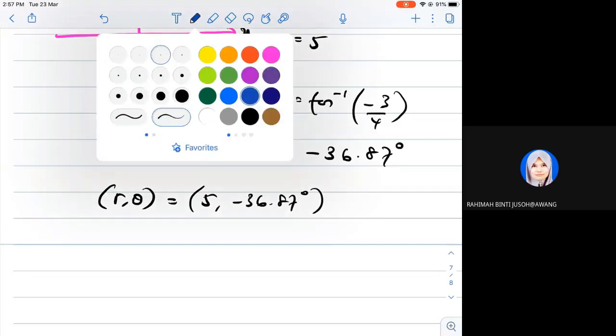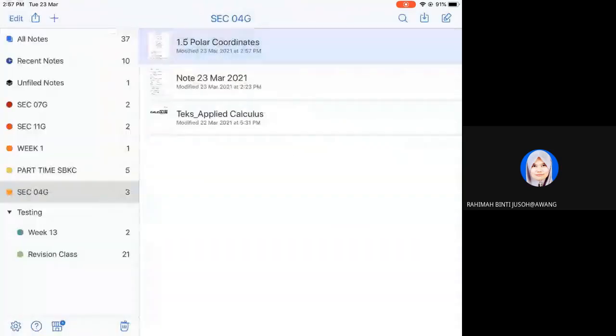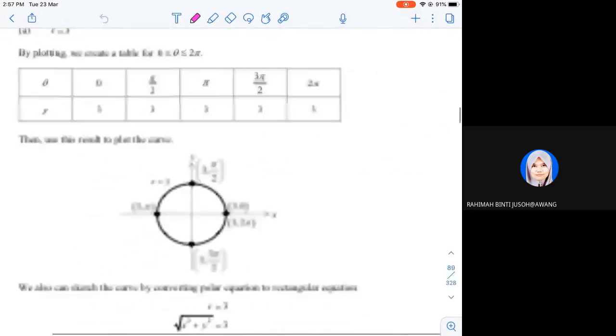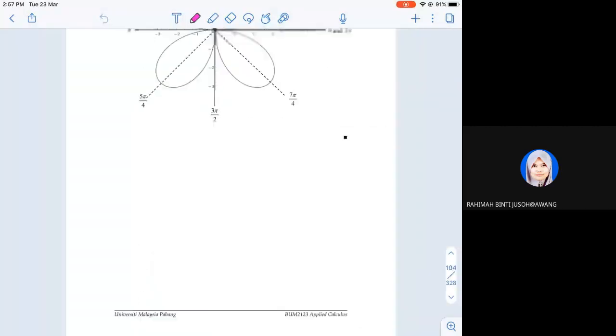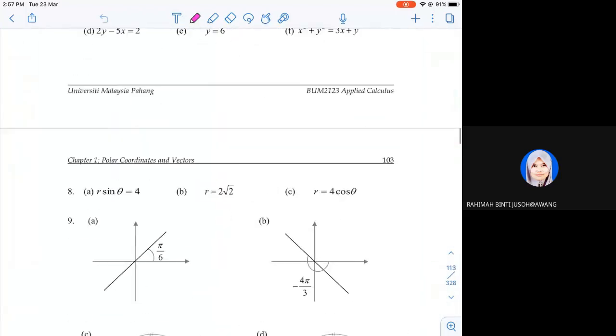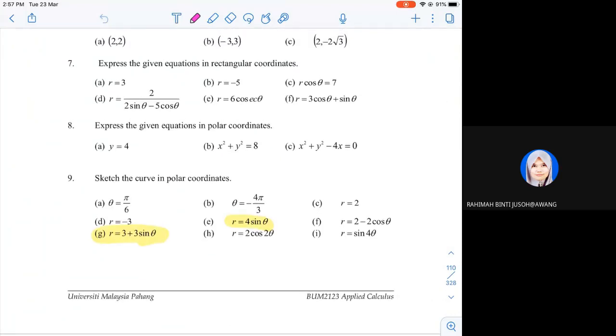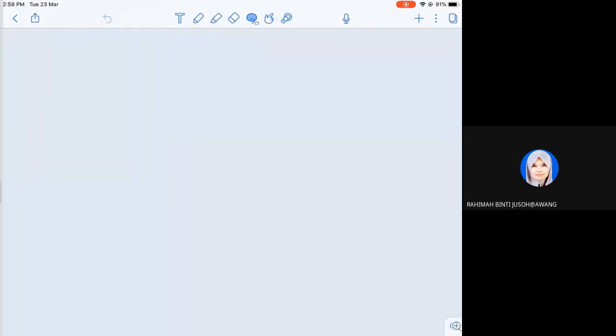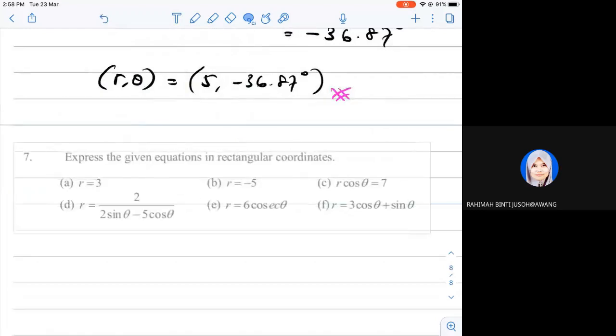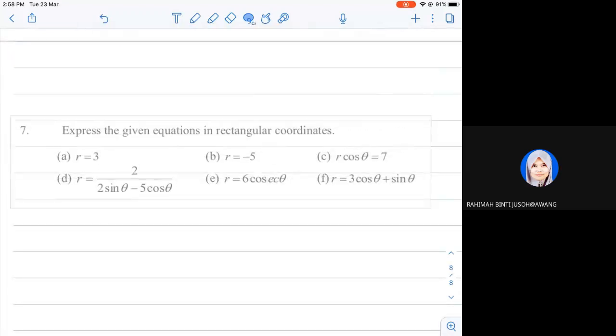Okay. Right, so that's for the conversion. I want to do one question from your Exercise 1.5. Let's scroll first. Okay, this one. Question number 7: express the given equations in rectangular coordinates. Let's say you are given polar equations, and you have to convert them into rectangular coordinates.